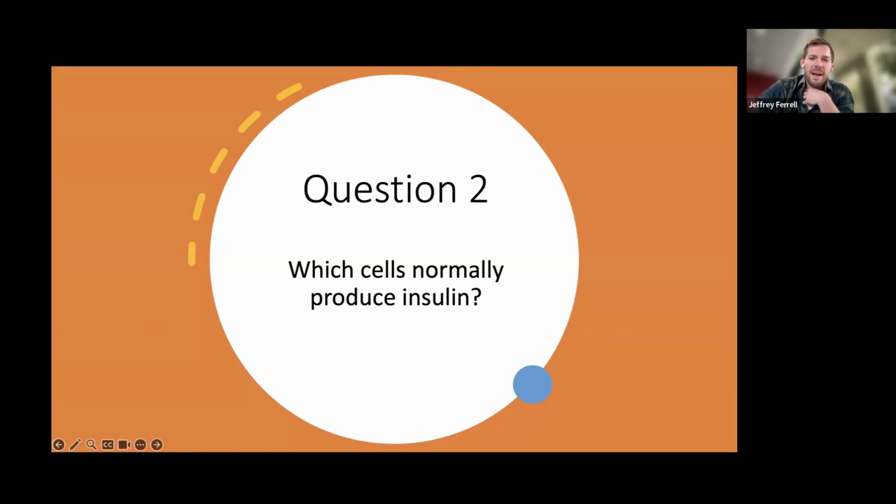I'll keep going with the recap here. Question number 2: which cells normally produce insulin?